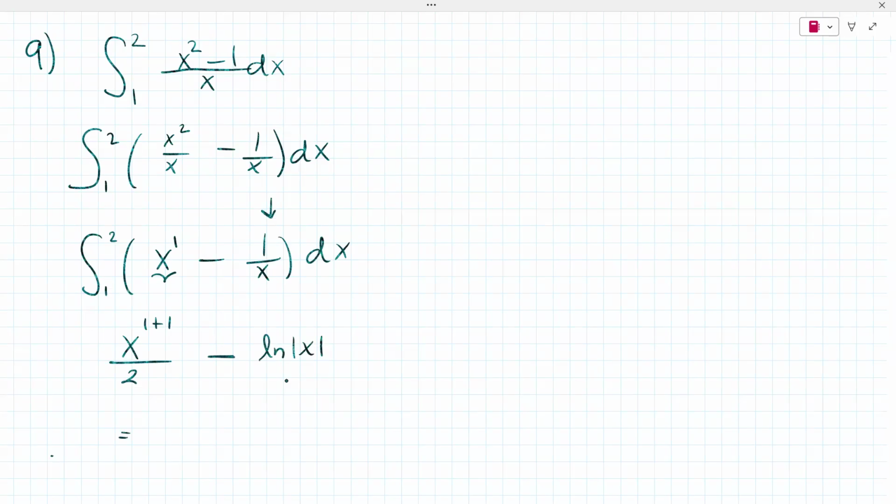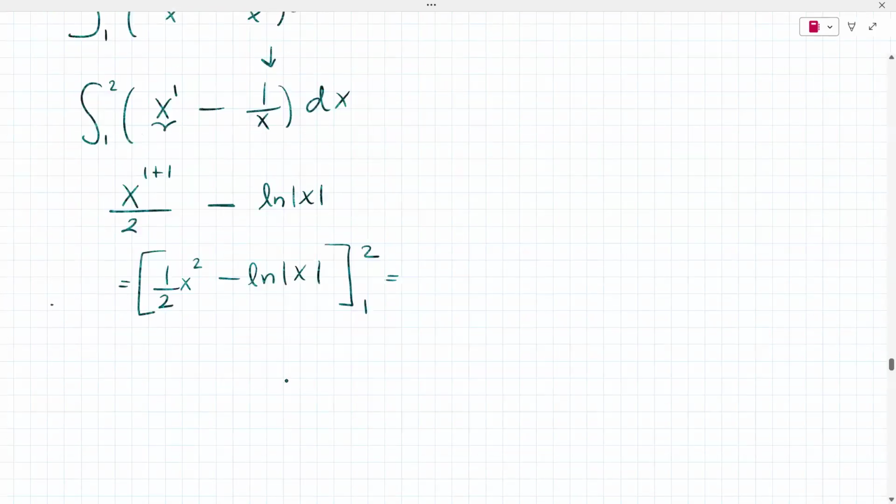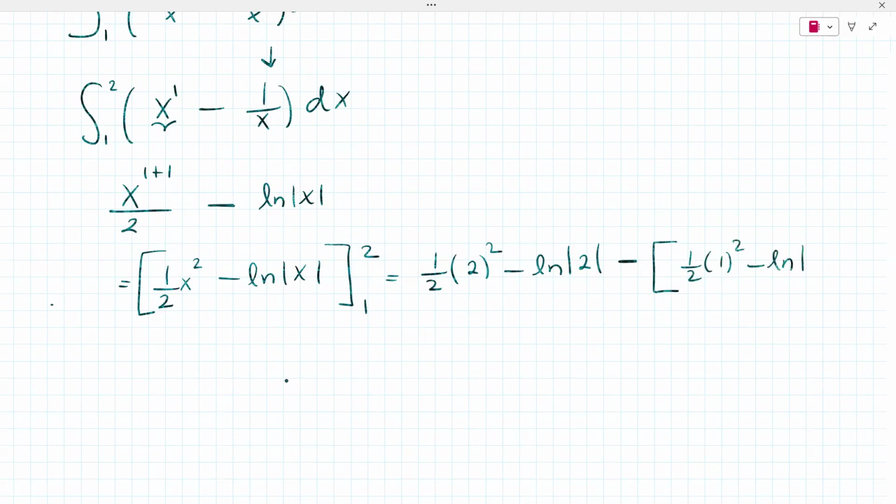And then over here, this simplifies as 1/2 x squared minus ln of absolute value of x, and then we do the boundaries from 1 to 2. Okay, so we apply the fundamental theorem. You do upper minus lower. So this is going to be 1/2 of 2 squared minus ln of absolute value of 2, minus bracket, and then do the lower boundary. So it's 1/2 of 1 squared minus ln of absolute value of 1.